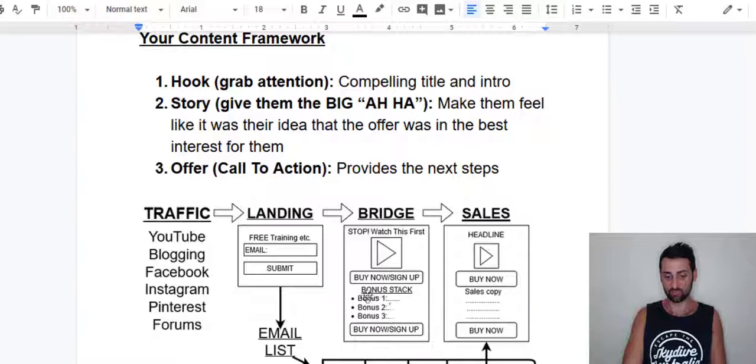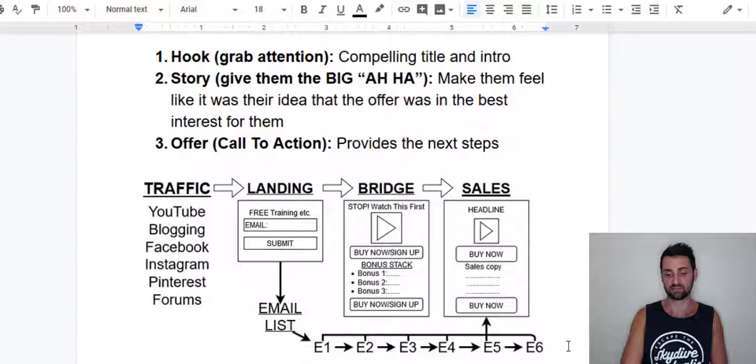And potentially you might have a bonus stack on this page as well, so additional bonuses that if they sign up to this or buy this, they're going to also get these bonuses as well, and that might be an additional thing that really entices people to buy. This is basically the strategy that super affiliates are using to make sales effortlessly and automated.